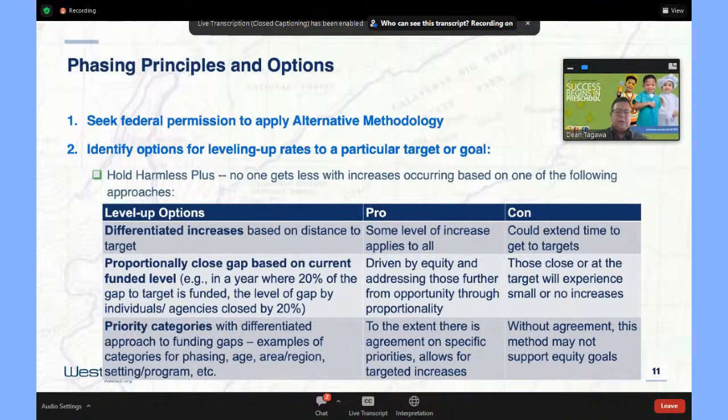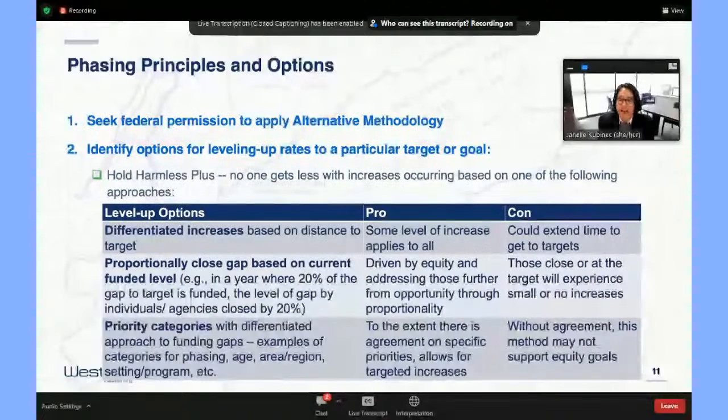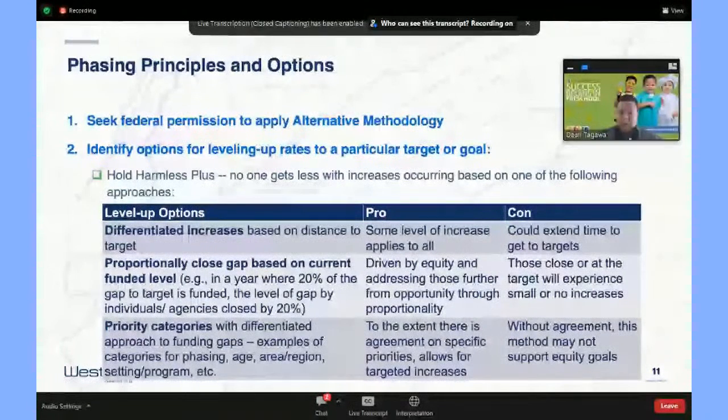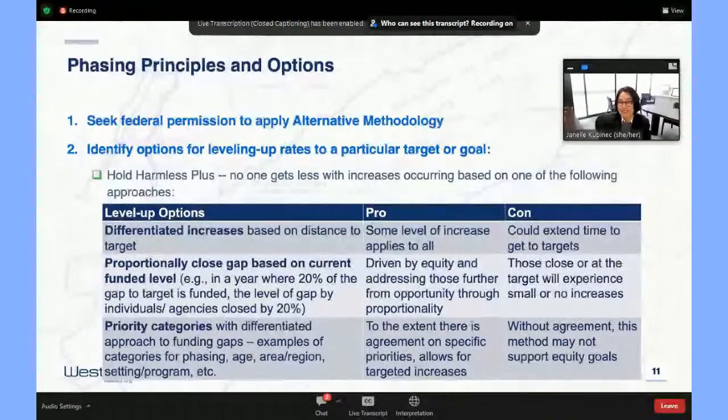So Janelle, maybe it's just a clarifying question first. Is the idea with the level-up options, like priority categories, similar to what we currently have, where maybe there's additional funding if a child has special needs or is a dual language learner, and those are just examples? That's it, exactly. That's an example, Dean. I think we've applied that method to past practice without the target, but you could imagine doing that with some targets in mind, and saying we're going to do these groups first, or this need first, or this area. So yes, that's a good clarification.